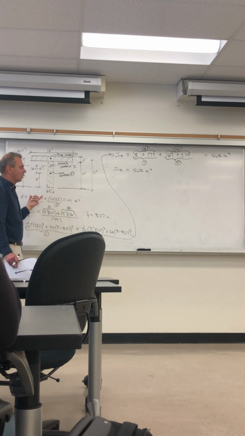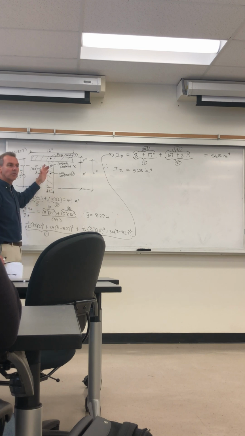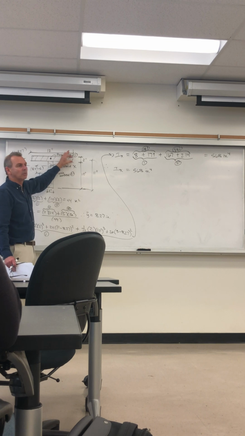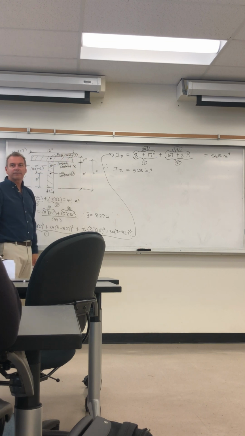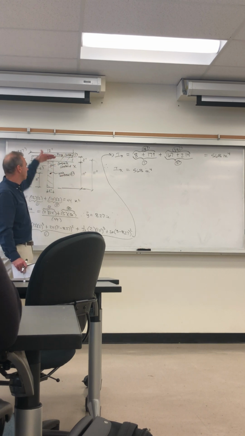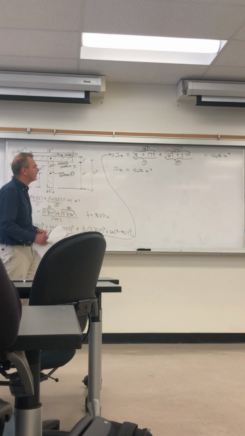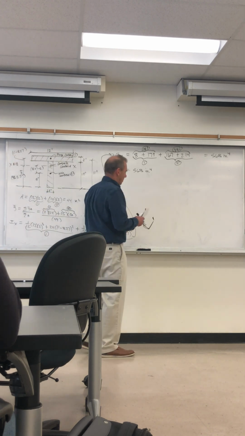That's because in the equation, it's 1/12 base, which is smaller, but then the height term is to the third power, and the height is 10. In this case, the height was 2 to the third. That's why. But physically, there's a difference. One's oriented this way, one's oriented that way. So you get a total of 568.